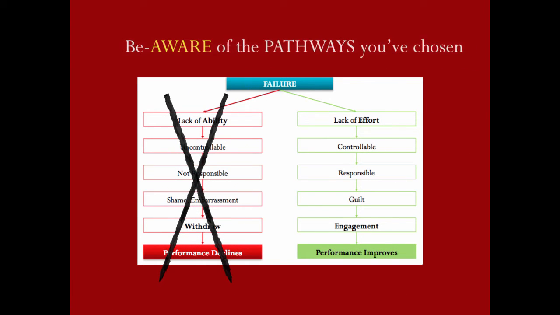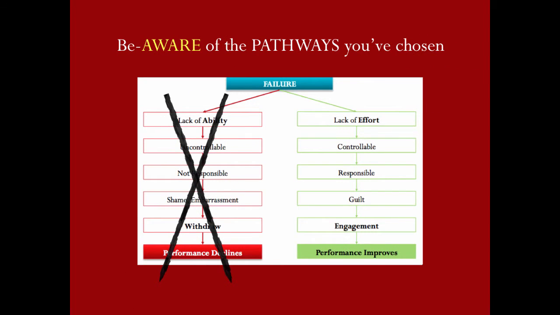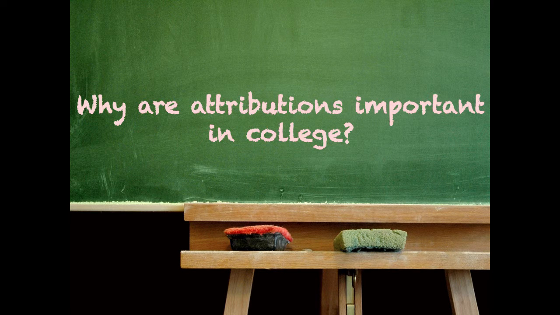It's very important to be aware of the attributions we make for our successes and failures, but especially our failures. As we stated in Part 1, even students that have a performance orientation tend to do well when they're successful. It's when we encounter failure that the beliefs, attitudes, and emotions that we have can come into question. So why are attributions important in college?